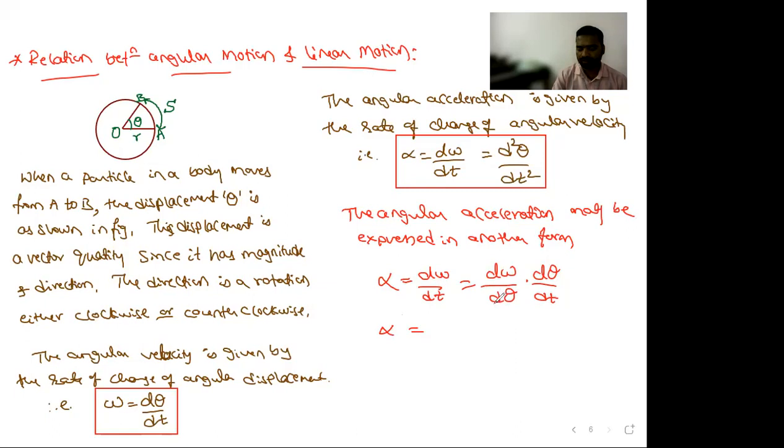d omega by d theta means what? d theta by dt means what? Rate of change of displacement with respect to time, that is omega. So I will write it as omega. Then I will write this one as it is, d omega divided by d theta. This will be asked in your multiple choice questions sometimes. This will be the formula for angular acceleration: alpha is equal to omega into d omega by d theta.